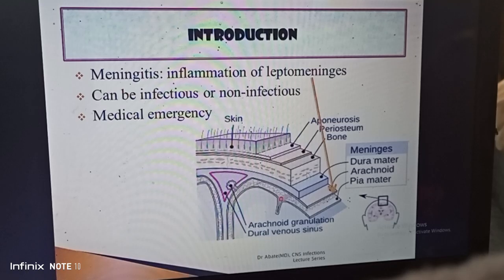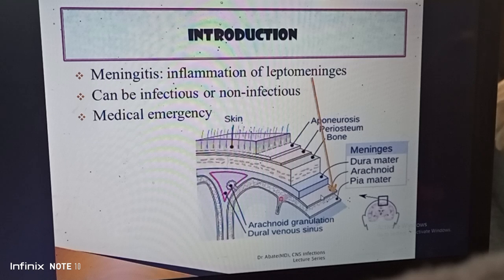And the upper ones are the layers of the scalp in general, starting from the skin, the aponeurosis below the skin. Then you see the periosteum, which covers the bone, and then finally there is the bone. Under the bone, you will see the outer first layer of the meninges, which is the dura mater, and then the next two layers, the arachnoid and the pia mater. The inner two layers together, you call them leptomeninges. So meningitis, by definition, is inflammation of the leptomeninges.